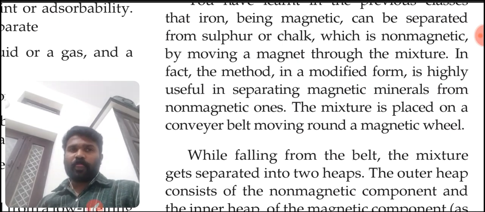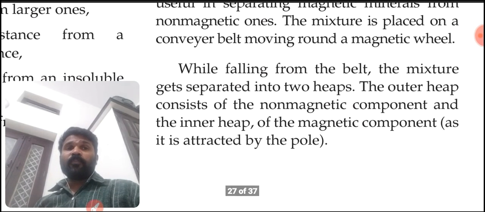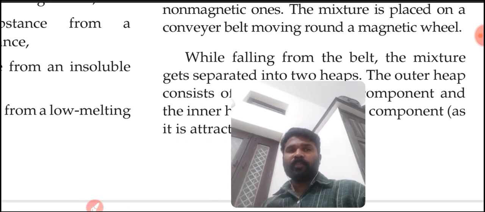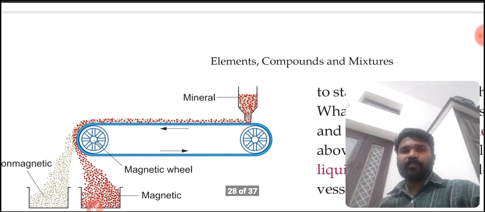In fact, the method in a modified form is highly useful in separating magnetic minerals from non-magnetic ones. The mixture is placed on a conveyor belt moving around a magnetic wheel. Clear? While falling from the belt, the mixture gets separated into two heaps. The outer heap consists of the non-magnetic component and the inner heap of the magnetic component.